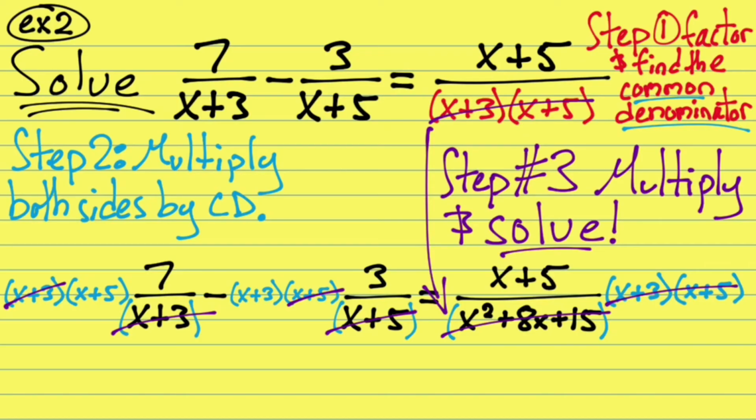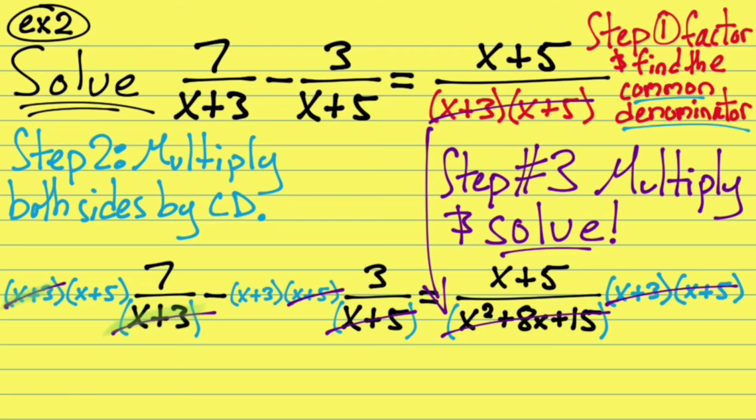So the x plus 3 over here on the left, those are going to cancel out because you have one copy of x plus 3 in both the numerator and the denominator. That only leaves you with the 7 and the x plus 5. Same thing right here in the middle with the x plus 5s. Those are going to cancel out, leaving just the x plus 3.